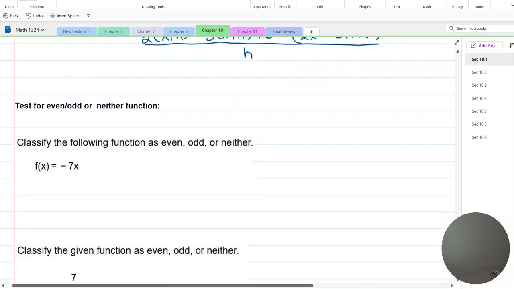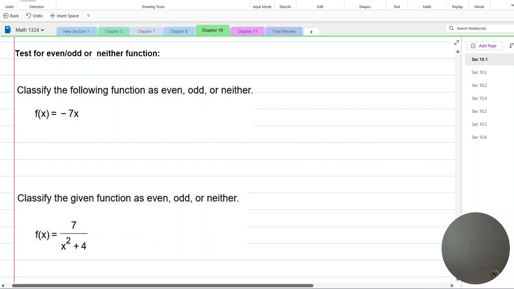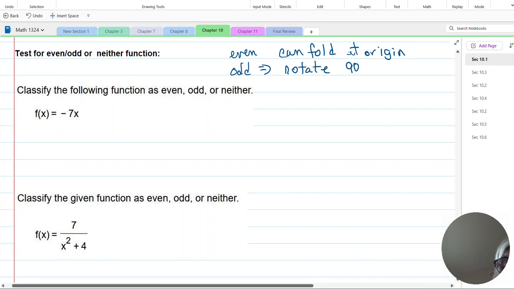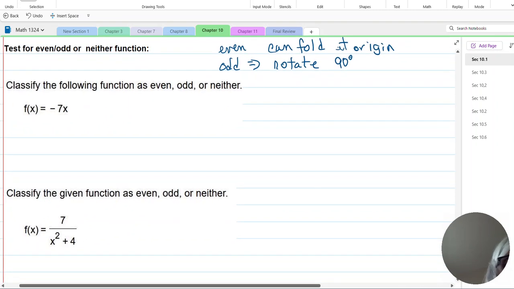All right. So now we're testing for even and odd. Even means we can fold it at the origin, and get the same thing, or wherever it's shifted. Odd means we have to rotate it and get the same function. All right. Well, what this means to us is that we mathematically, let me make some room.